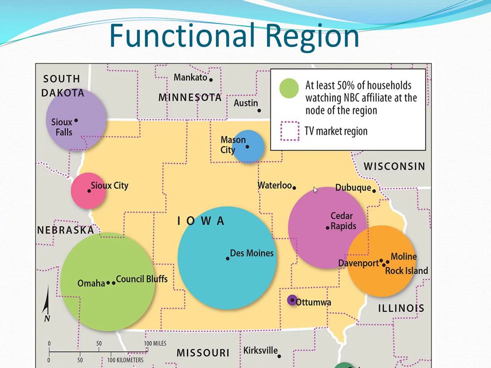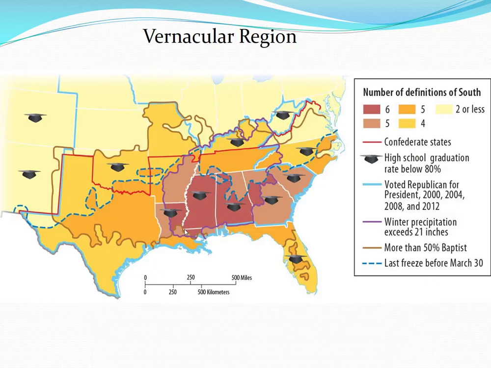A functional region, in this map, shows a TV station located in a particular place, for instance, Des Moines, and those around the dotted lines show the region, and the node is where the TV station is specifically located. There are other examples here, Mason City, Sioux City. Those that are further away from Des Moines might be listening to another TV station that is closer. Those that are nearer to Des Moines definitely will listen to the station that is next to them.